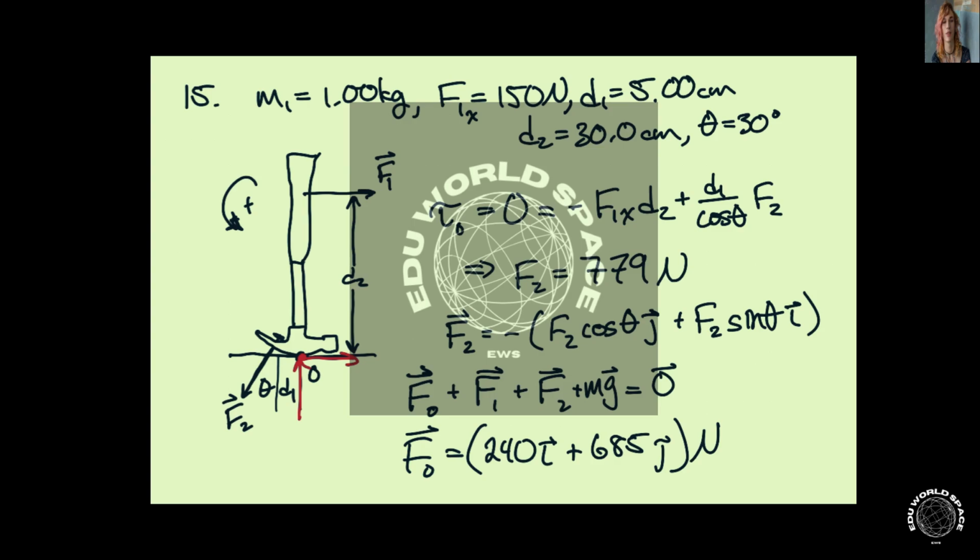Now, they ask us to figure out what the force vector here is. So we have two components, and we can then write this force vector in its component form, because we know the angle at which it acts and its magnitude. So here's the horizontal component and the vertical component of that force.